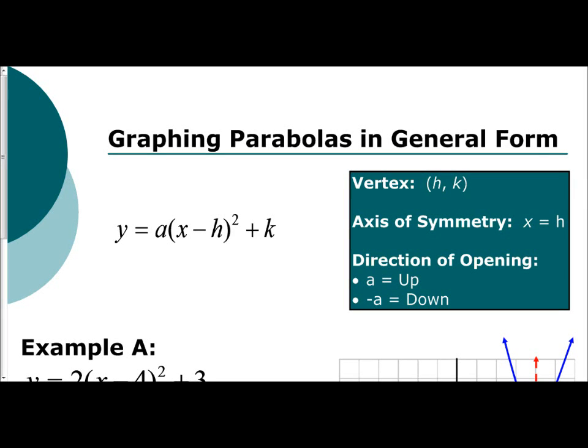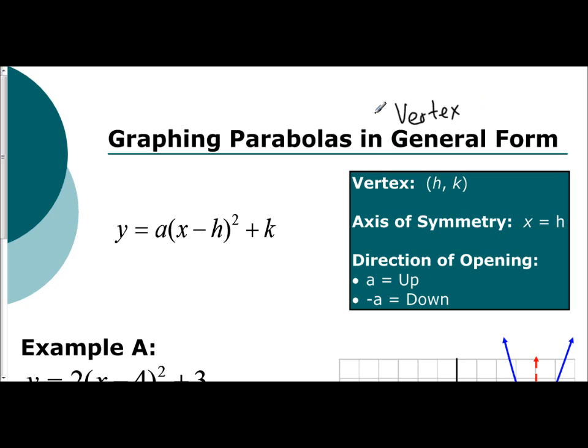In this video series, we are going to be working with the general form of quadratic equations and transformations with it. This video is going to focus primarily on what general form is and how to identify all the parts of a quadratic from the general form. You'll also see that general form is referred to as vertex form.